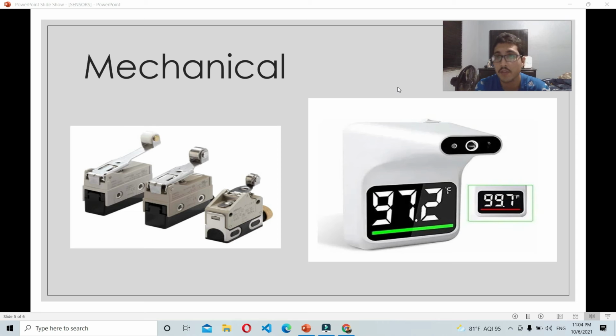An example of this mechanical sensor could be the temperature sensor that we can see here. Depending on the heat of our body, or the temperature of the human body, it is going to send us an answer, which can be that we have a problem with our temperature, like fever or another disease.